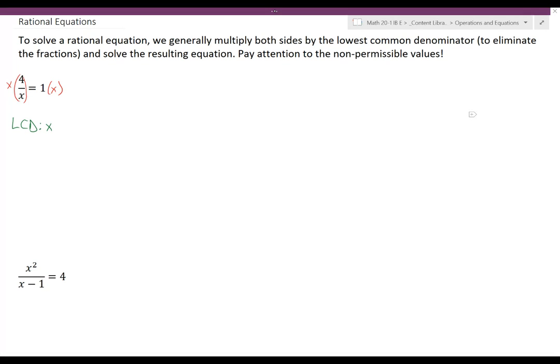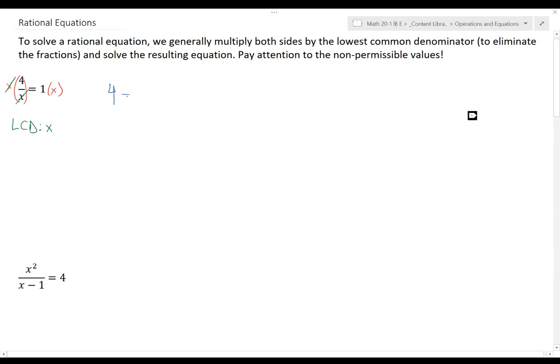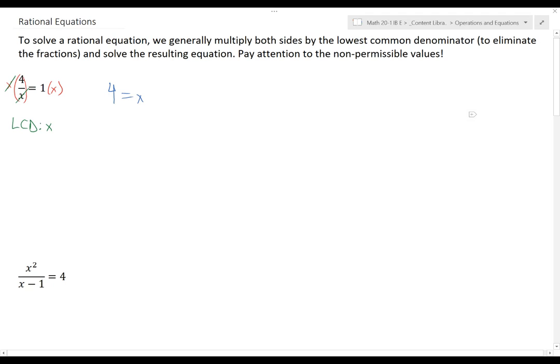This accomplishes the simple goal of canceling out every denominator. So by using the lowest common denominator, I cancel everything. So in this case, the x's are gone, and I just end up with 4 equals x. Pretty straightforward in this case. There's nothing I need to do after this step.